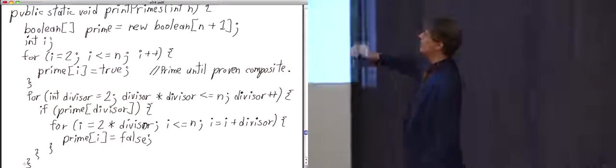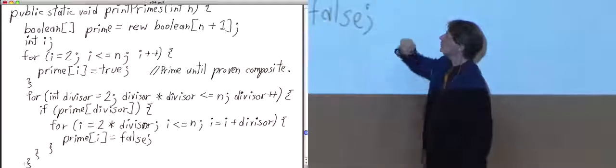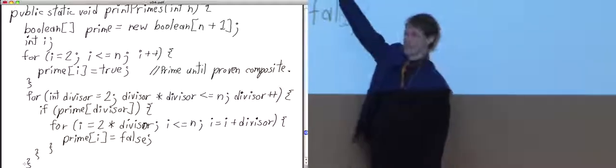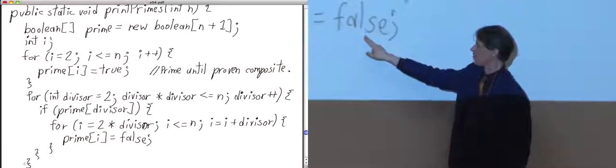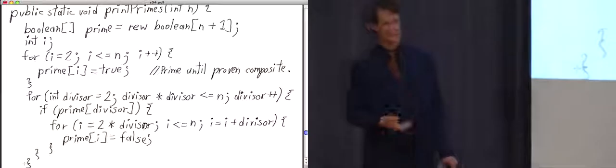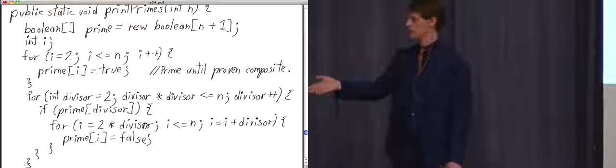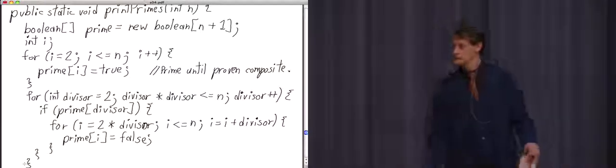But what this loop does is, again, we go through all possible divisors, we check if a divisor is prime. If so, we go through all of its multiples and mark them as not prime. So eventually we find all the numbers that are not prime when we hit one of its divisors. Question? Okay.